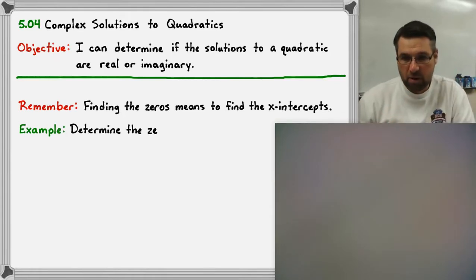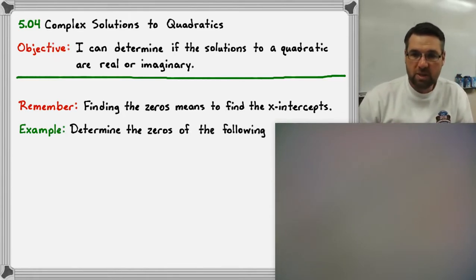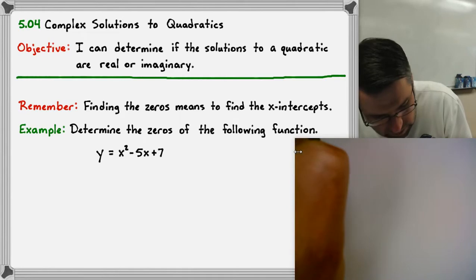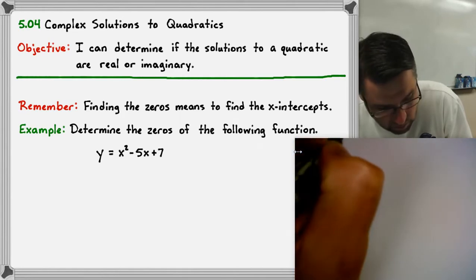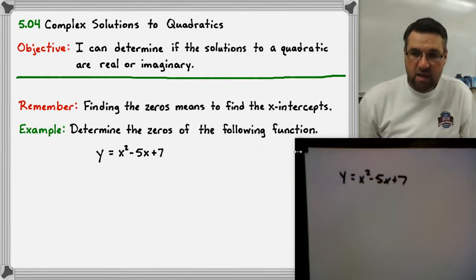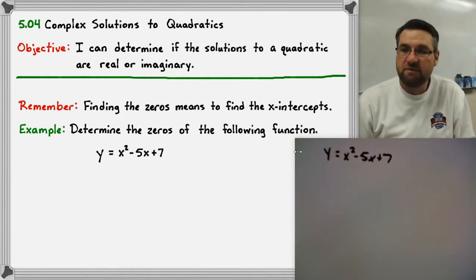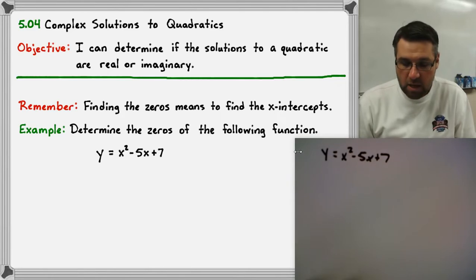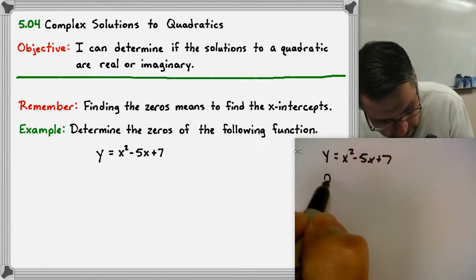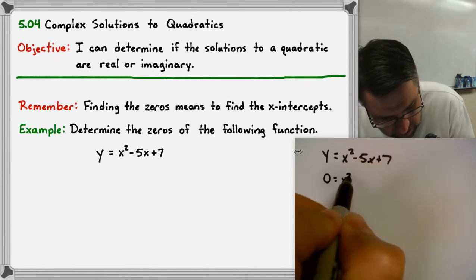So here's an example that I want to go through here. Determine the zeros of the following function. So we have y equals x squared minus 5x plus 7. Now we want to find the zeros of this. In other words, we want to find the x-intercepts. So what do we do first? Well, if I want to find the x-intercepts, we set y equal to 0 and we solve.